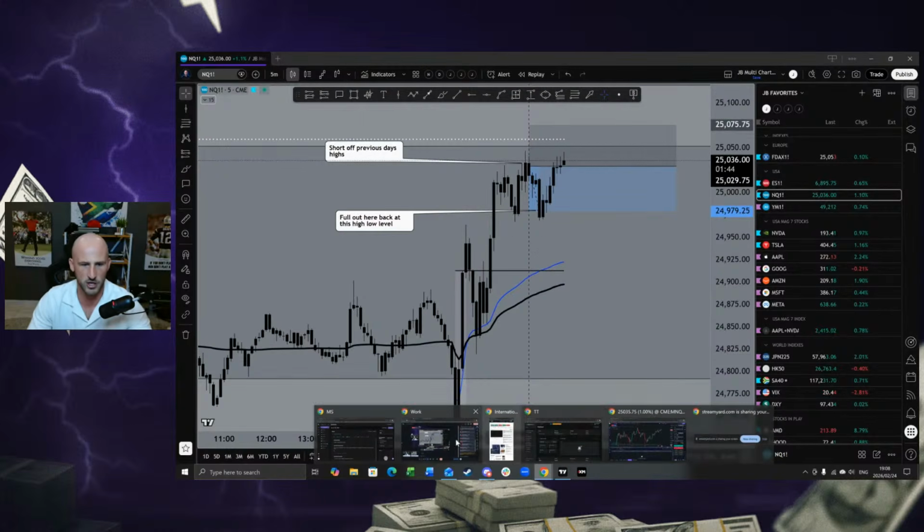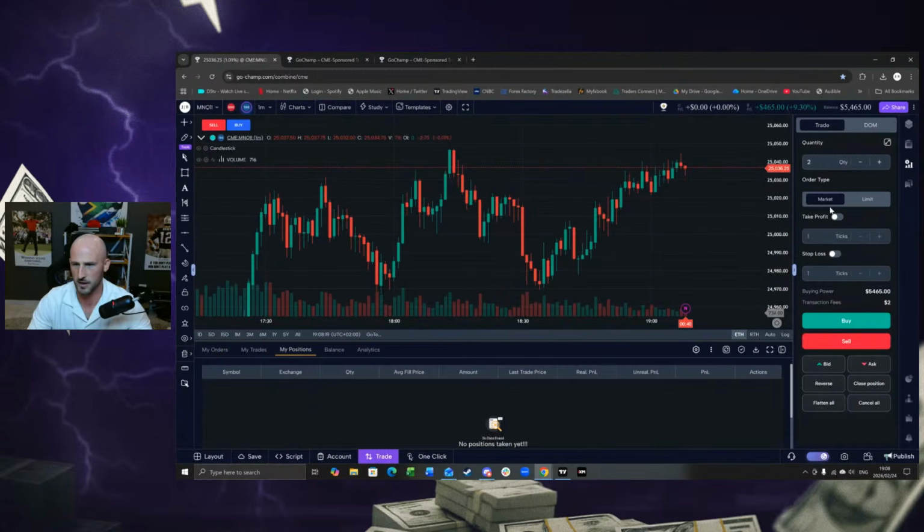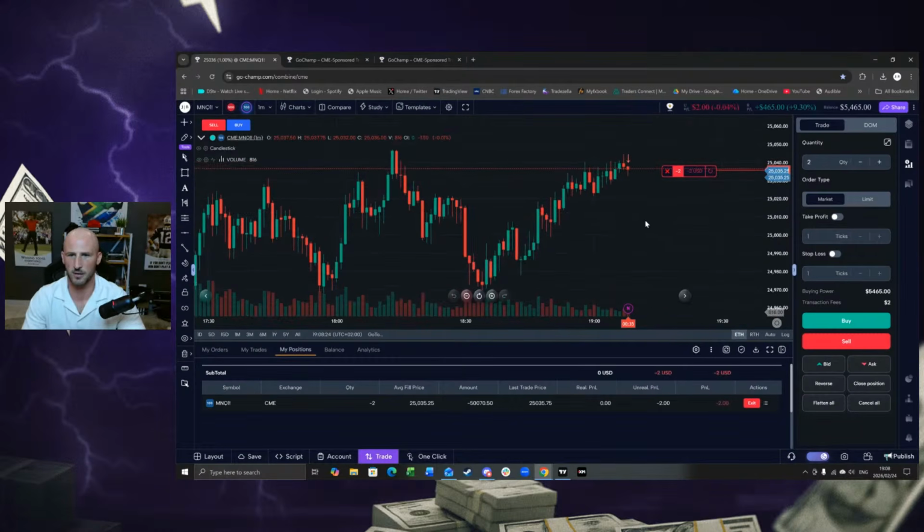Now, I'm actually going to try a short here at this level on the charts. Let's short here too. Okay, and you can actually see the P&L comes across the screen. And we'll see how this trade plays off of this level as well.